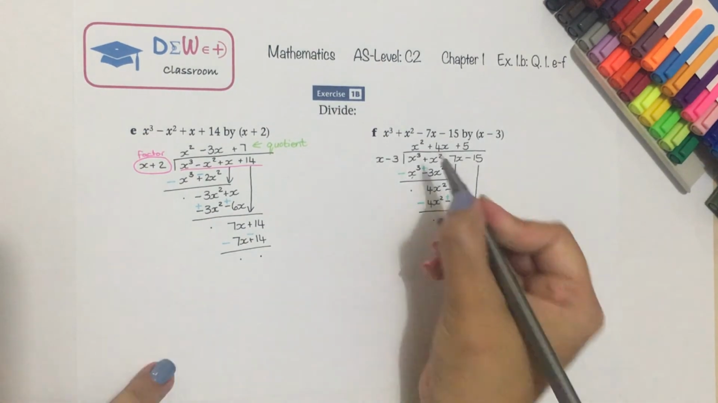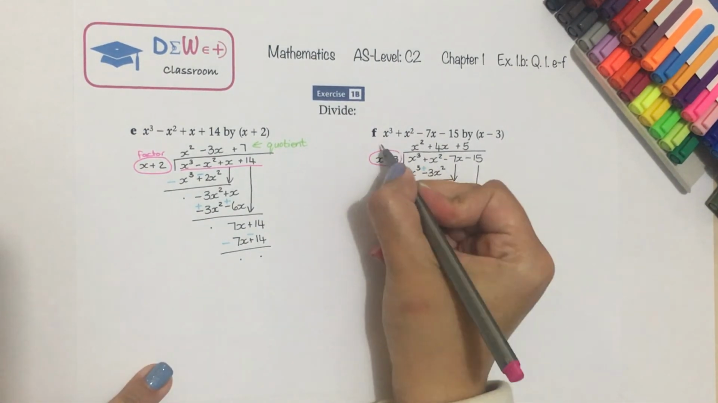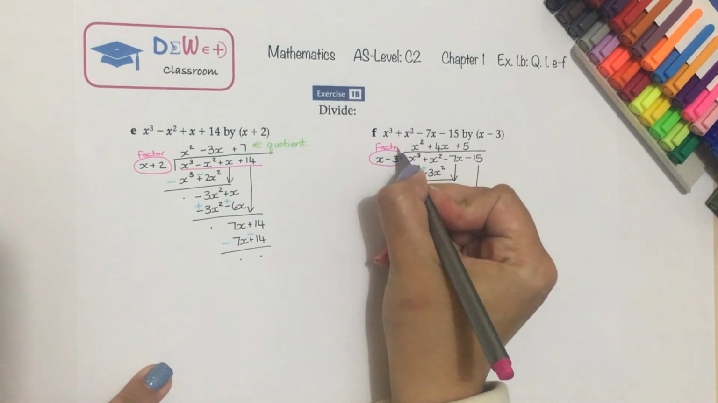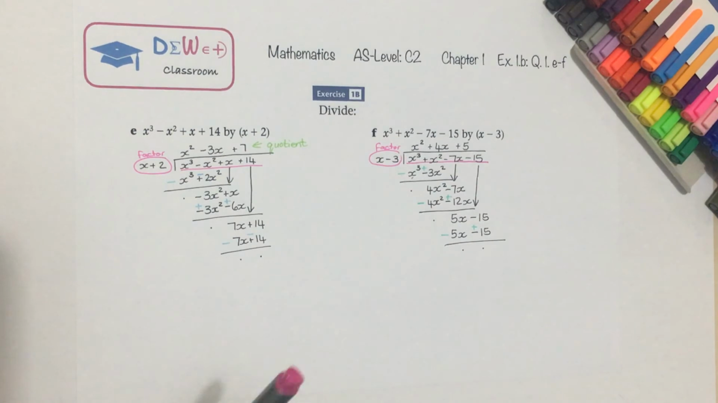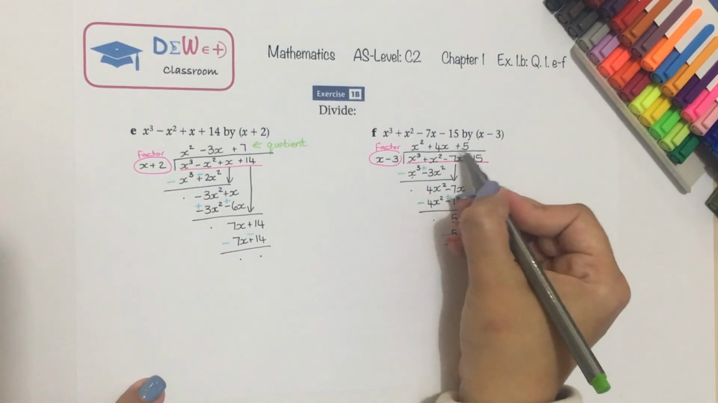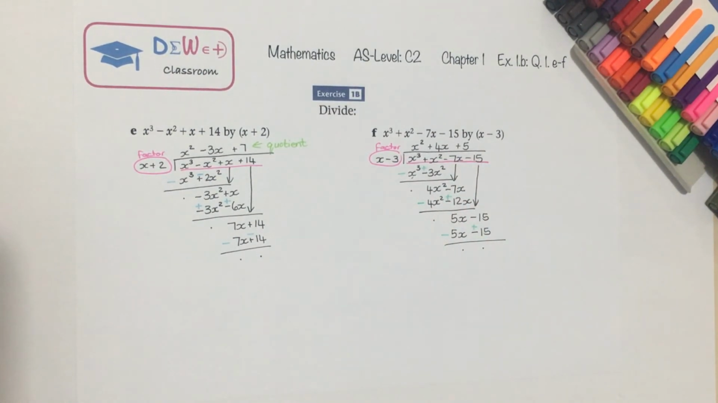So again, wonderfully, we can say that x minus 3 is indeed a factor of that polynomial, and the x squared plus 4x plus 5 is called the quotient of this polynomial. And that concludes questions 1, E and F of exercise 1B, chapter 1, C2.